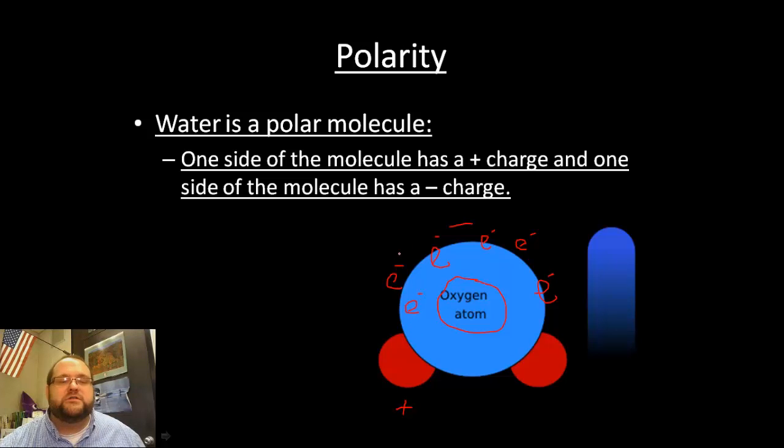Which means that most of the electric charge, or most of the negative charge, is gathered around the oxygen atom, which makes oxygen have a partial negative charge. It's not a full negative, but it's a partial negative charge. And it makes this end, the hydrogen end, have a partial positive because all the electrons are missing. They're up here. That partial negative charge and partial positive charge make water do some pretty interesting things.